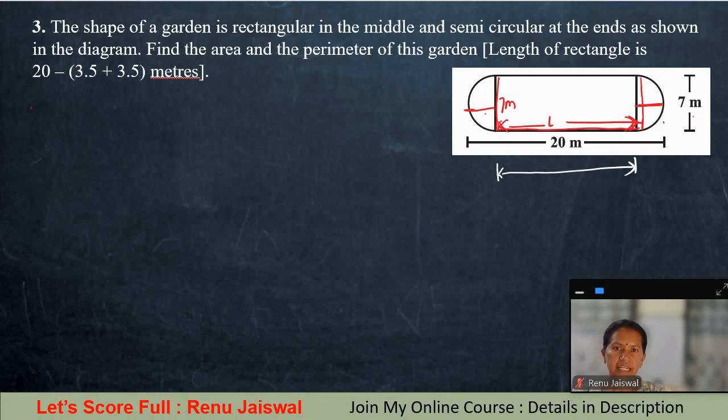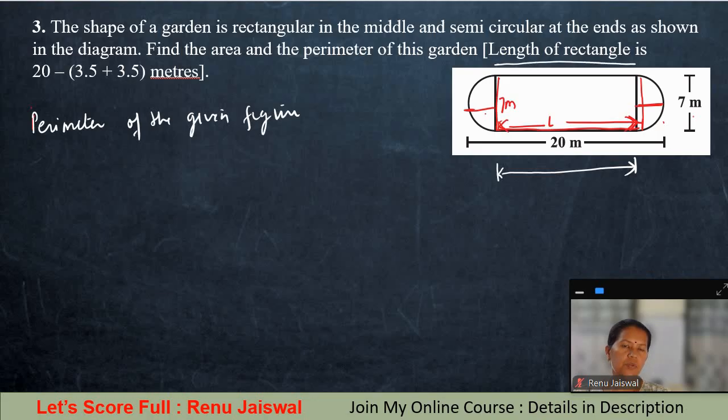So what they have asked exactly? Area. Okay. So first we can calculate the perimeter. Perimeter of the given figure. Perimeter means what? The outer boundary. So for outer boundary, I need to get from here to here, then the semicircular part over here like this, and then again this length and this part. Correct? Okay. So first of all, I need to calculate the semicircular part.